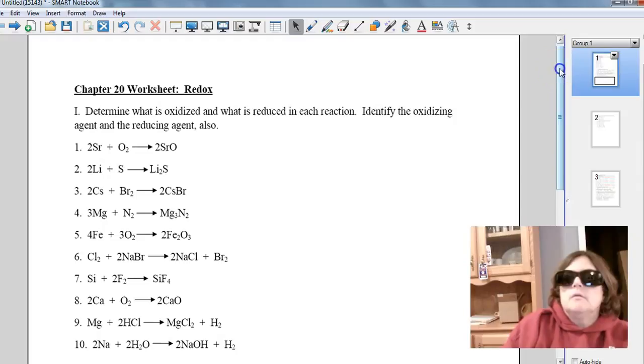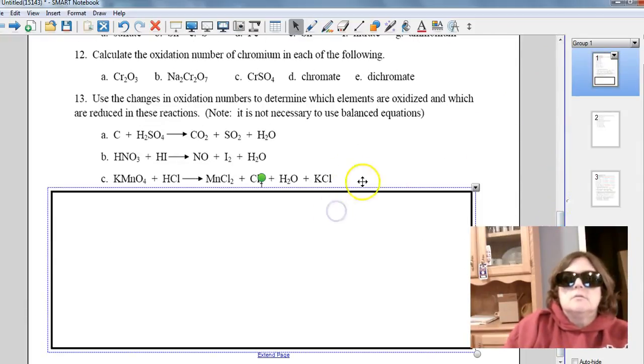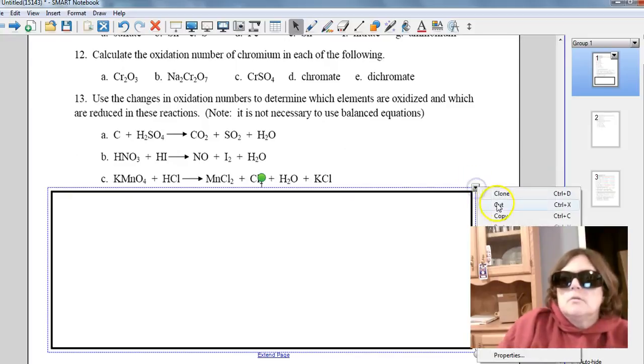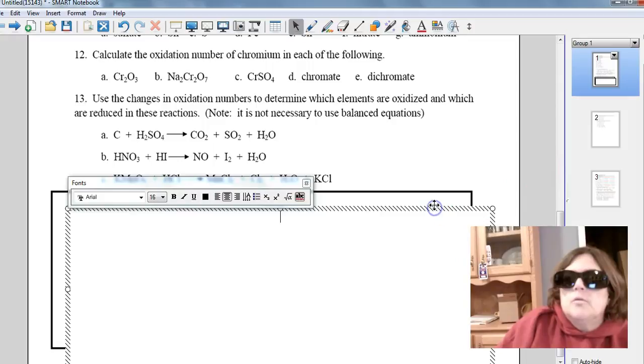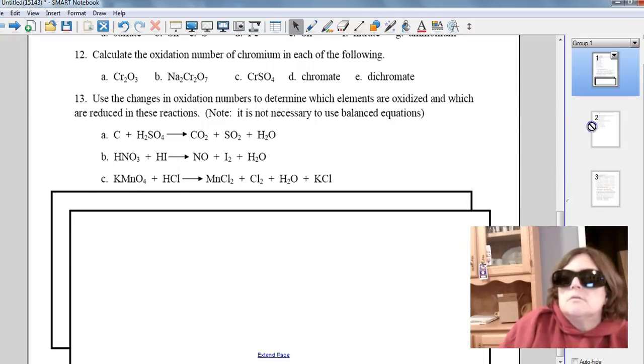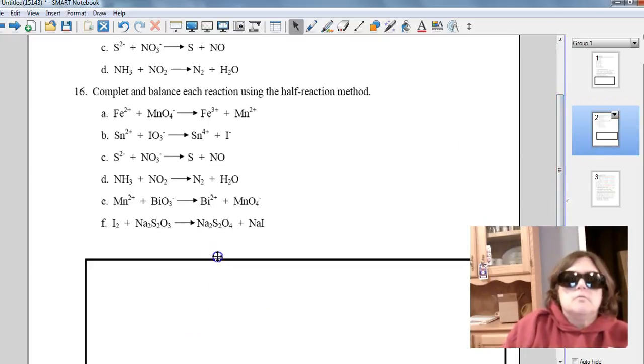Let me get my little box here. I wonder if I can move him like this. Yeah, look at that. So clever.